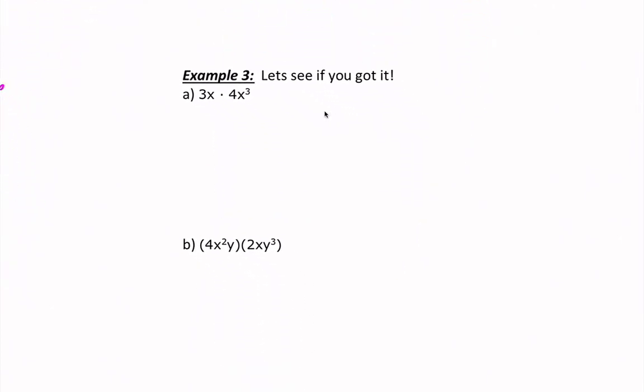So far today we learned if it's a big regular coefficient number, treat it like normal, just multiply it. But what's new today is if we're multiplying variables, we take the exponents, the little guys, and we add them. Okay, so here I take my coefficients. 3 times 4 is 12.